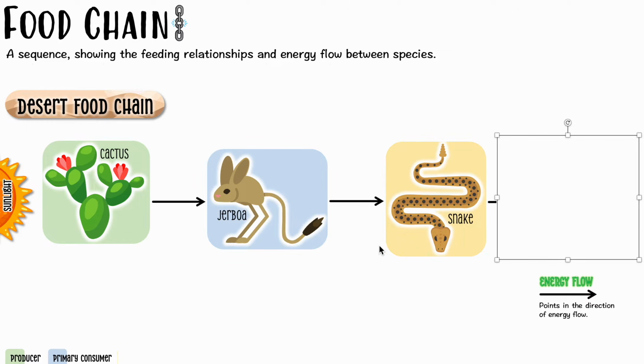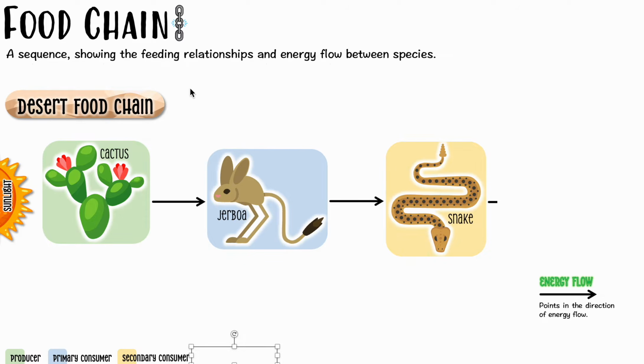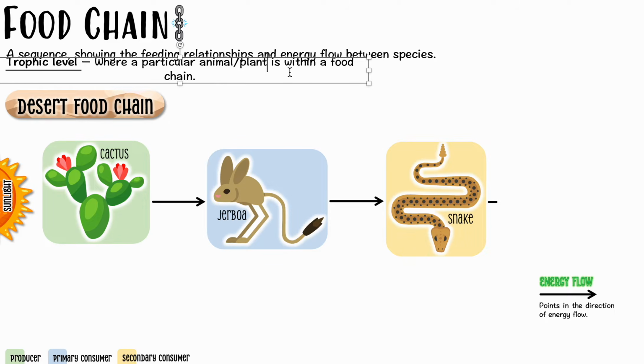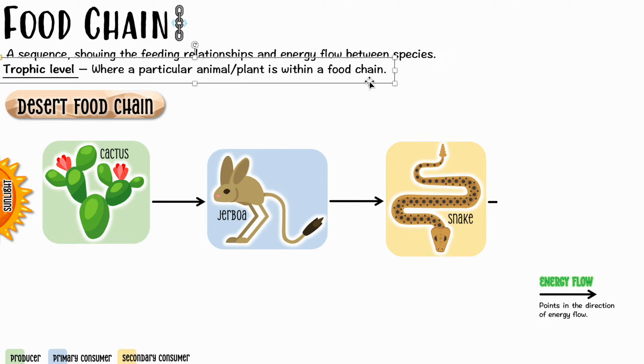So what do you think we're going to call this level in the food chain? By the way, the first one in the food chain is the producer, and the second one is the primary consumer, and the third one is the, let's say, secondary consumer. What do all these positions mean? All of these positions are called trophic levels. So a trophic level is where a particular animal or organism is within a food chain. It doesn't have to be an animal, it can be a plant, because a plant is the producer.